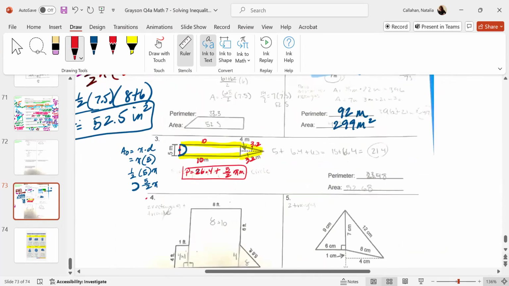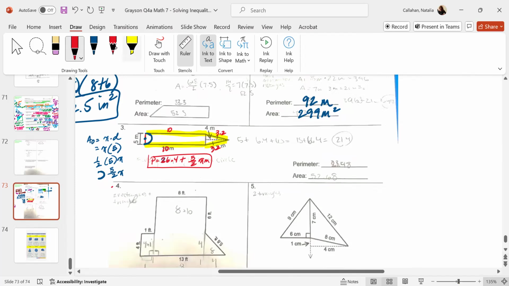Can I write it down? You can write it down. Yeah, but you need to go over this tomorrow. You can't just expect yourself to understand this if you don't know what you're doing.